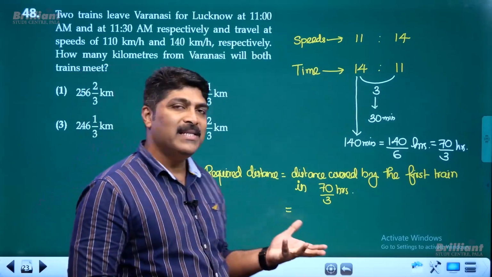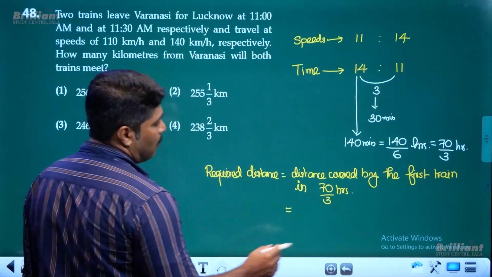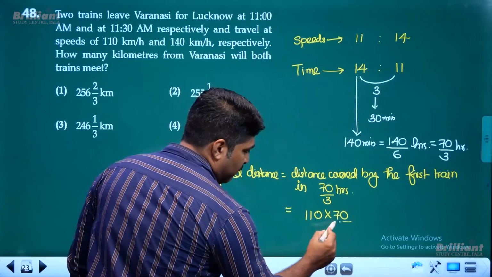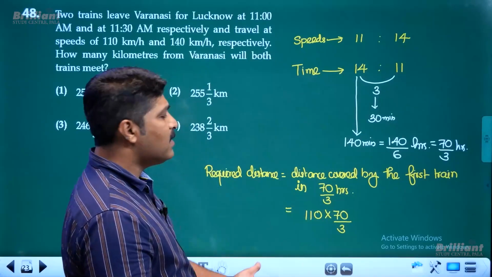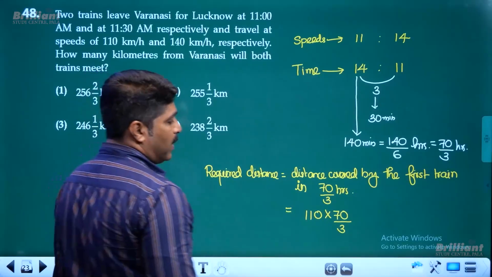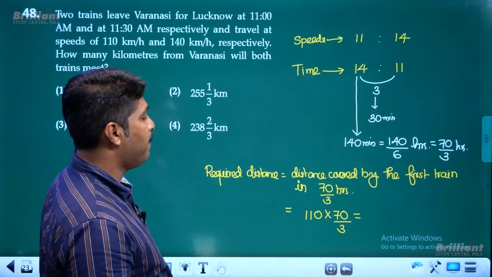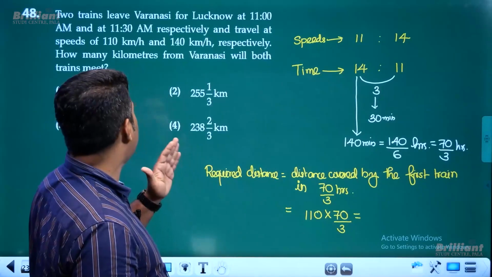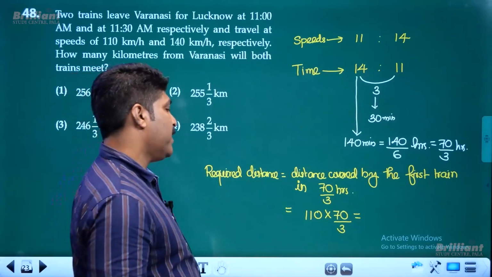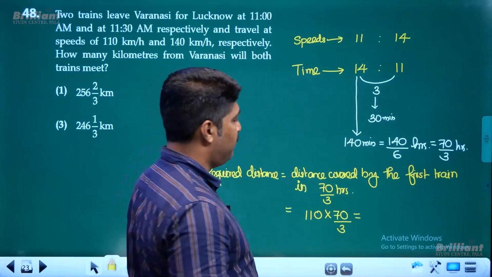So how to find the distance? Speed into time. What is the speed of the first train? That is 110 km per hour. That is 110 into 70 by 3. So this is the answer. Just simplify it. This is 110 km per hour and the time taken is 70 by 3. So after simplifying this one, this is equal to 7,700 by 3. Got it?